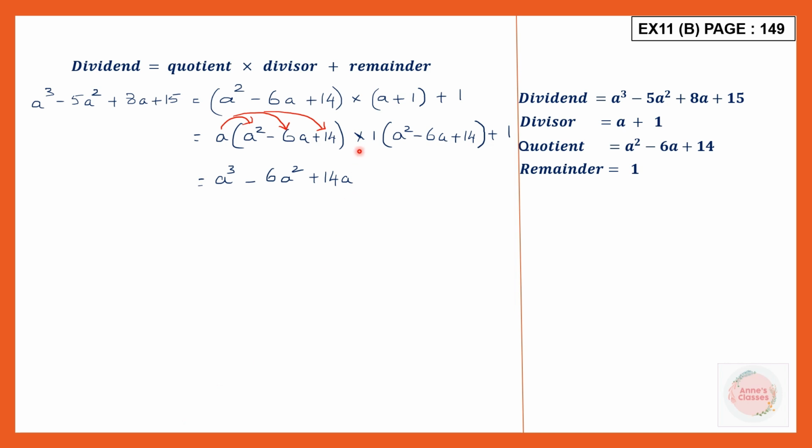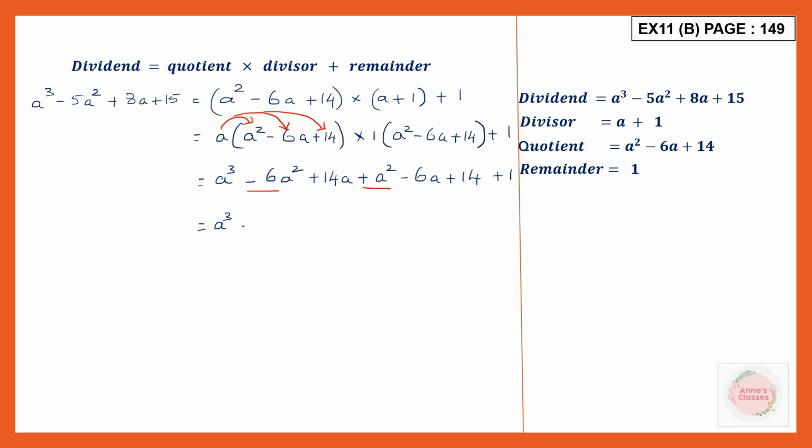Then we go on to the next one, 1 into every term of this. So 1 into anything will give us back the same number, isn't it? So let's write it down as it is, that is plus a square minus 6a plus 14, and we have this plus 1. Now let's arrange all the like terms together. Here we have a cubed. Do we have another a cubed? We don't have, so we'll write this as it is, a cubed. Now let's look at a square. So here we have a square. There's one more a square here. So let's take these two and put them together.